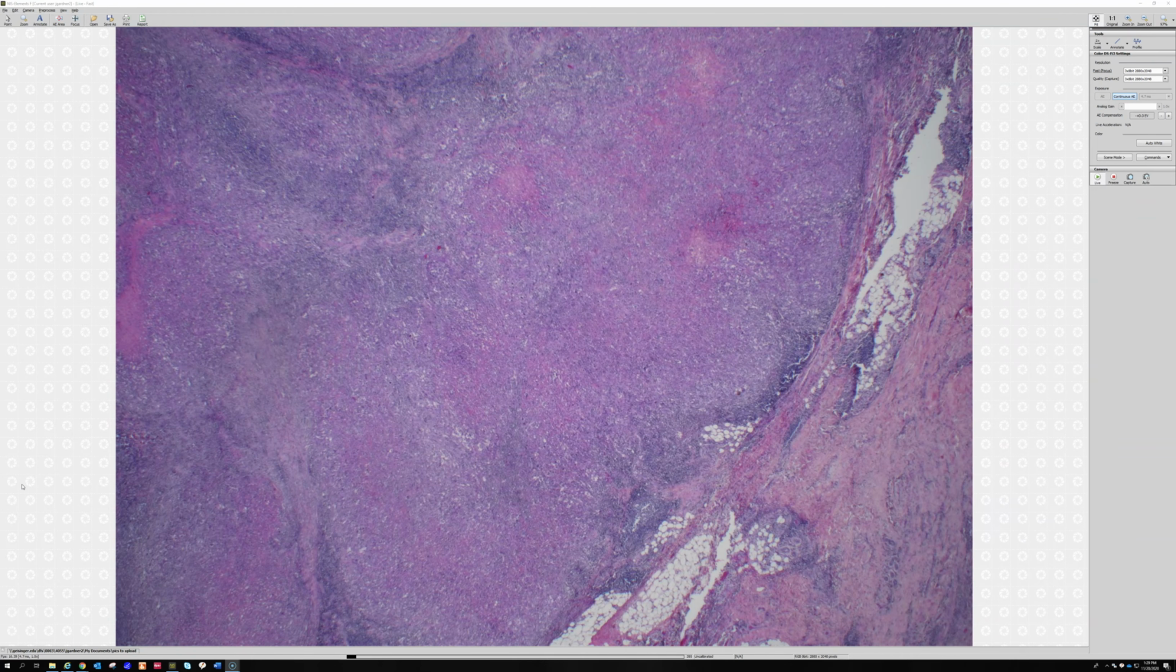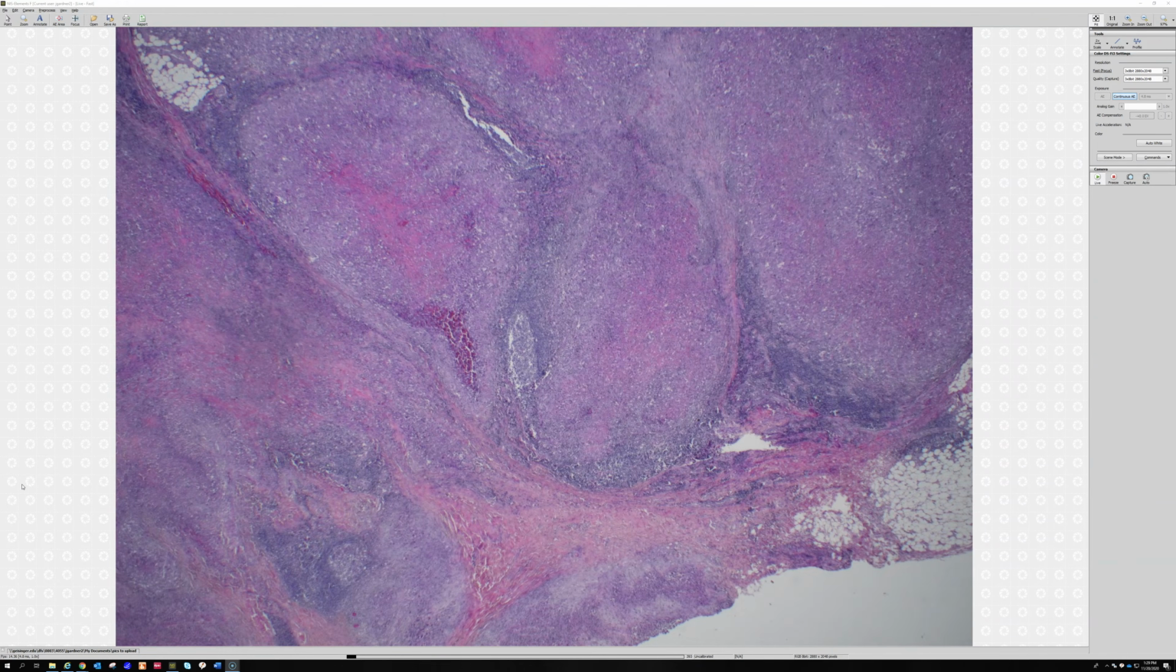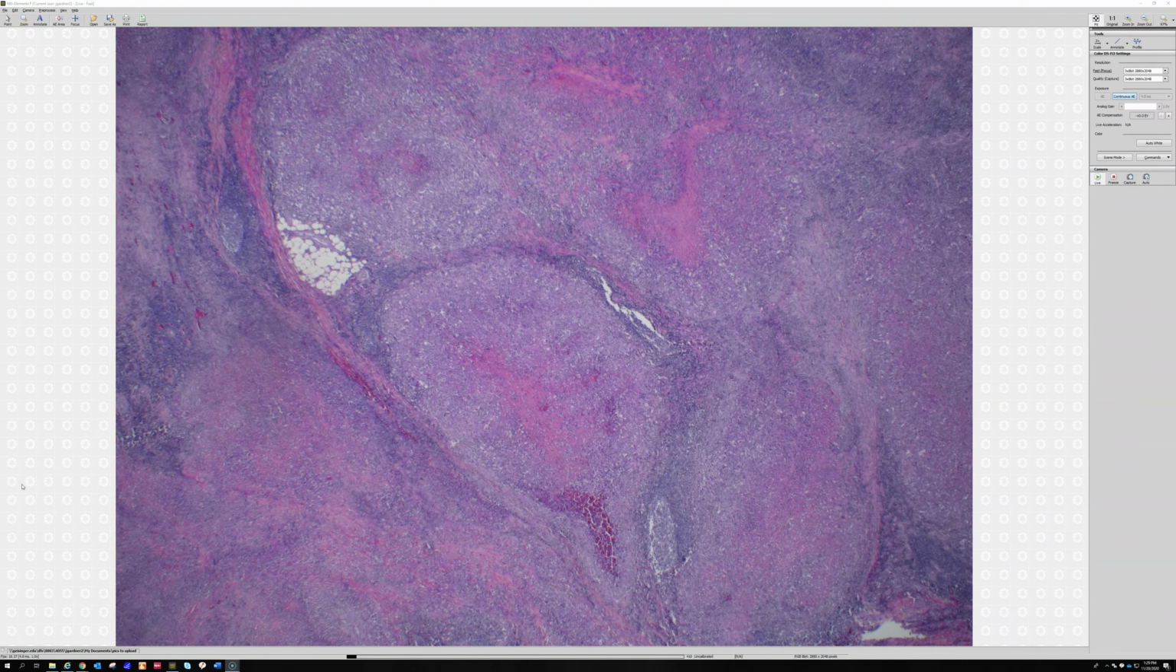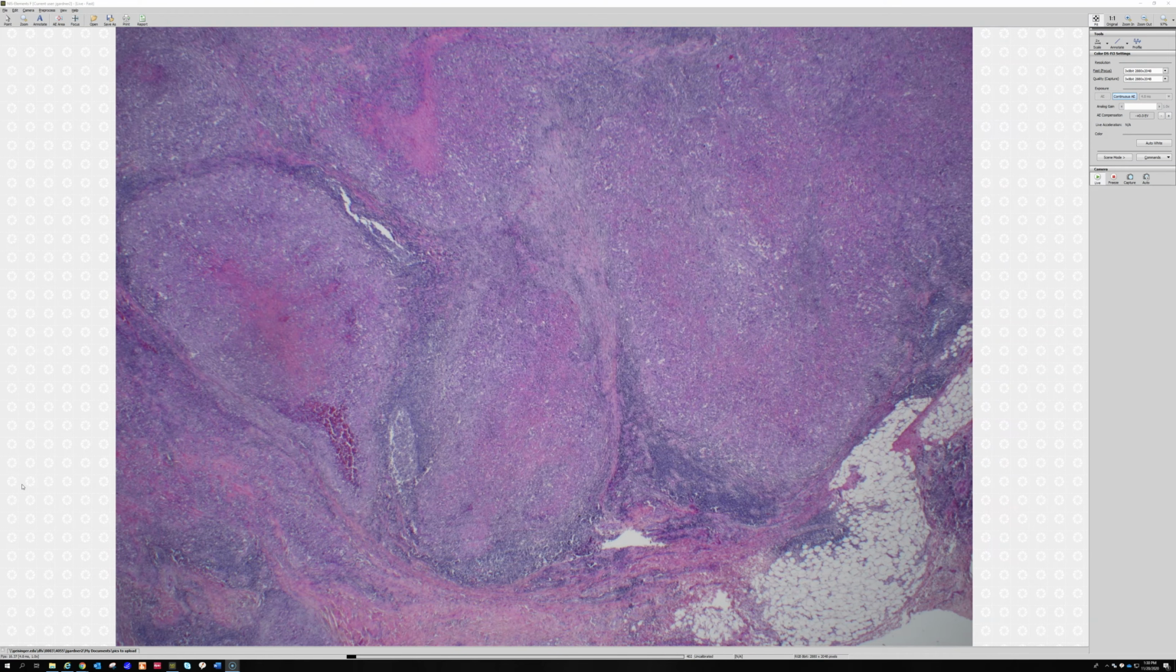Okay, we've got a large mass of something, multiple nodules here. Okay, do you have any ideas about this particular case?